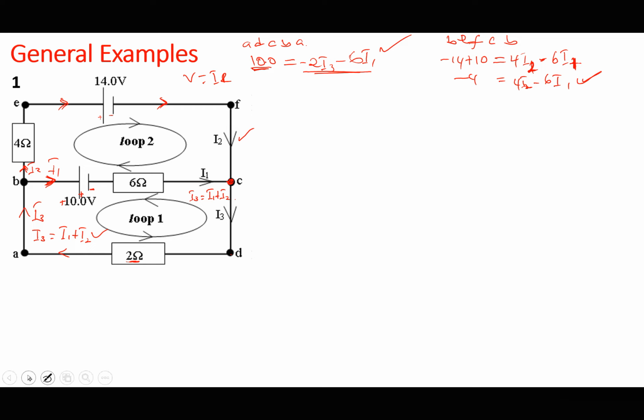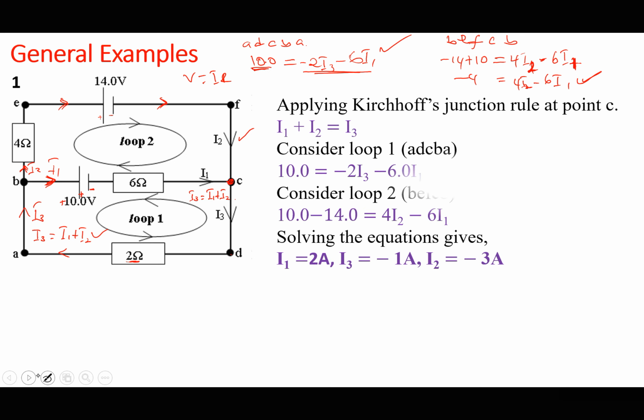So applying Kirchhoff's junction rule, we got that I equals I1 plus I2 is equal to I3. That is the first equation. Considering the first loop, we saw that 10 is equal to negative 2I3 minus 6I1. That was the second equation. Considering the second loop, we saw that negative 14 plus 10 was 4I2 minus 6I1. That was the third equation.